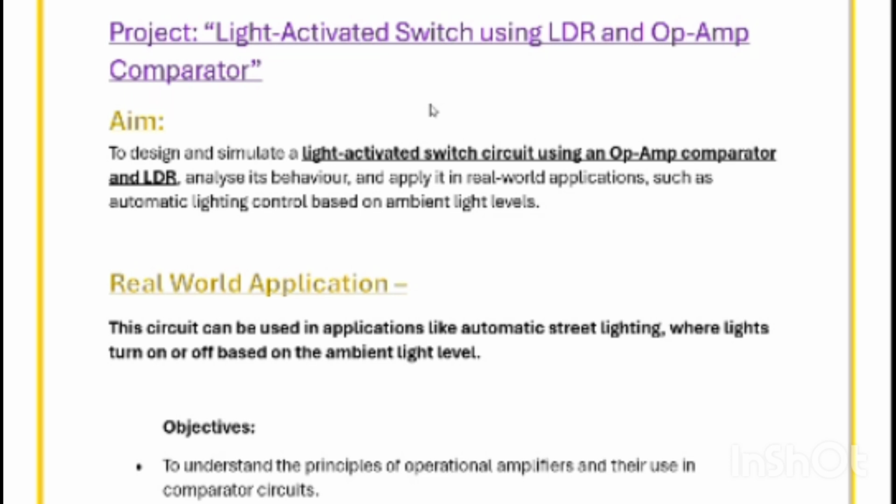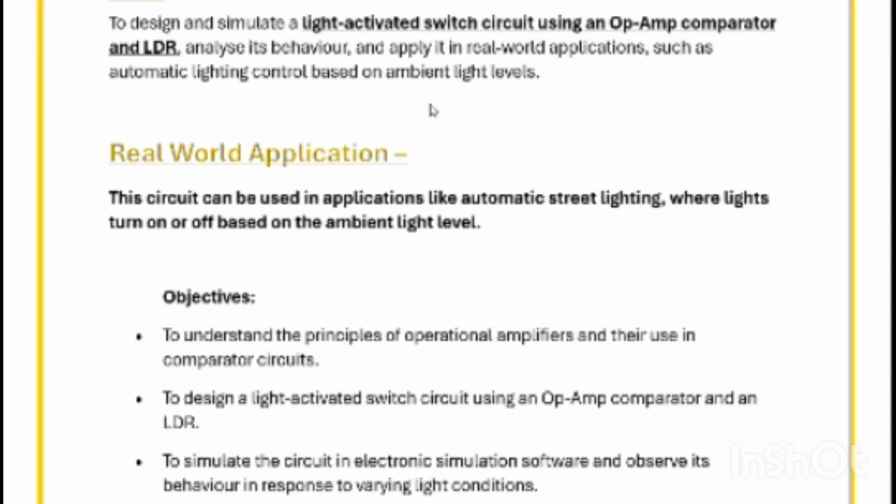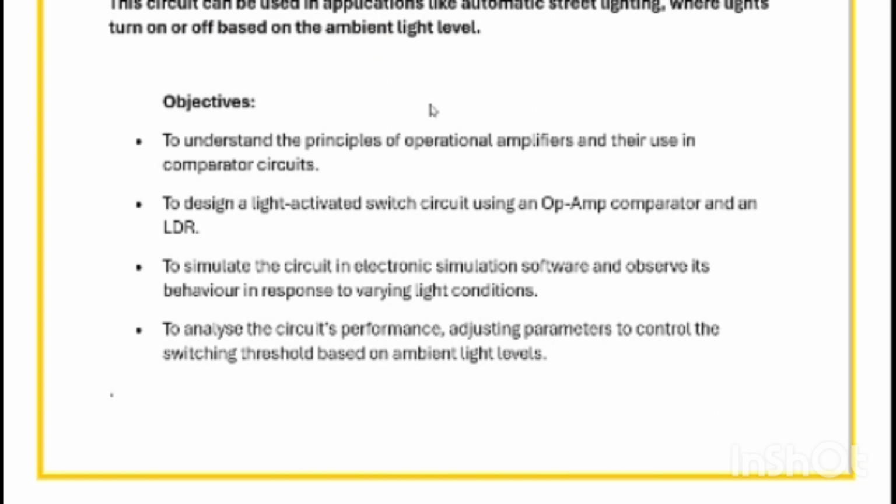When we see the real world application, it includes automatic street lighting, where lights turn on or off based on the ambient light level. So this is one of the applications of our project.